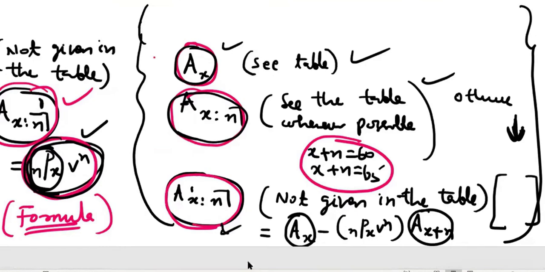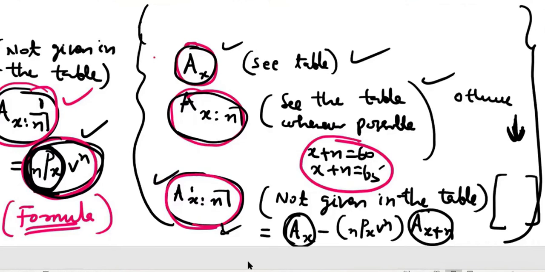Here you are totally dependent on the assurance function, A x, at least, if not for another reason. But here you have a formula. You can't use a formula to find this. You have to see the table. This one here also you have to see the table. You multiply by V n using a calculator, then you will be able to know this. So this is pure endowment.